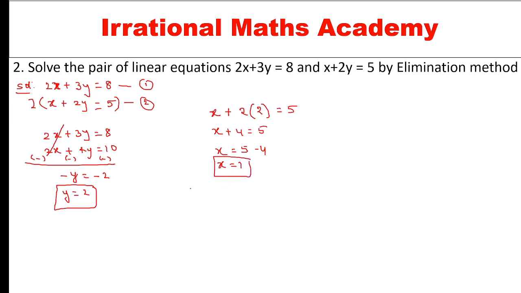Is this clear? So I solved this by elimination method. As I told you, elimination is one of the easiest methods. Substitution is also easy, but you need to take proper care in terms of x or y.